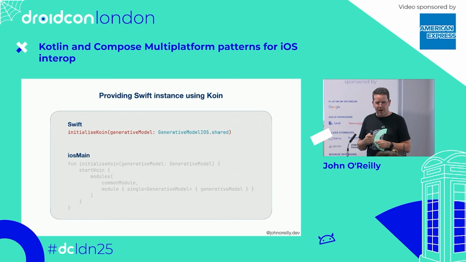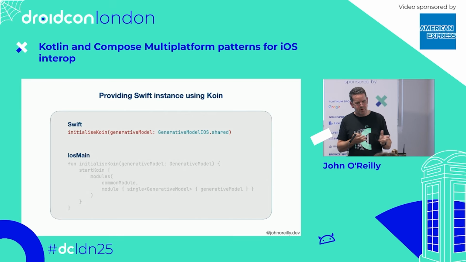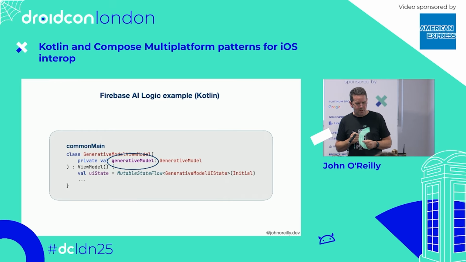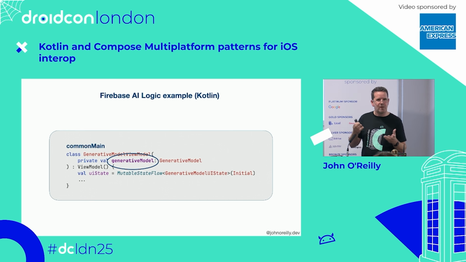And this is an example then of how we can provide that generative model Swift implementation to our shared KMP code. In this case, we're providing it when we initialize the Koin DI framework from Swift iOS code. That instance then becomes part of the Koin object graph, and is what is injected into our common code when running on iOS. And here we see that generative model instance getting injected into the Kotlin view model in common main. Koin will inject the platform-specific instance of this depending on the platform we're running on.